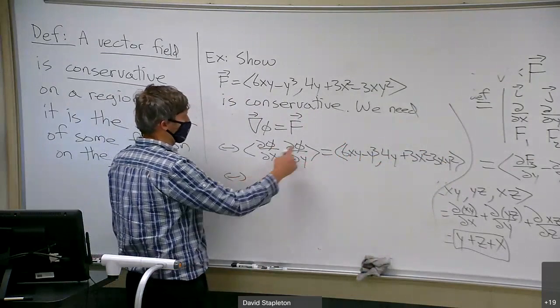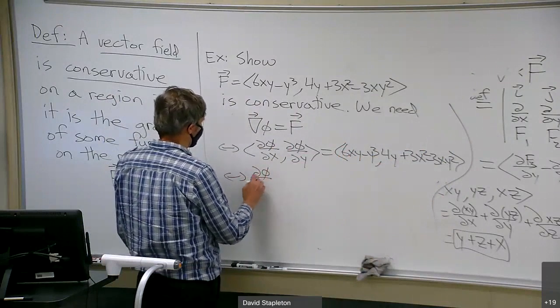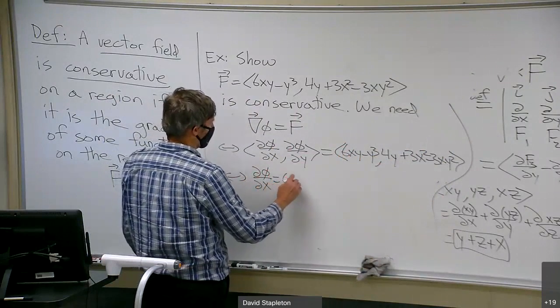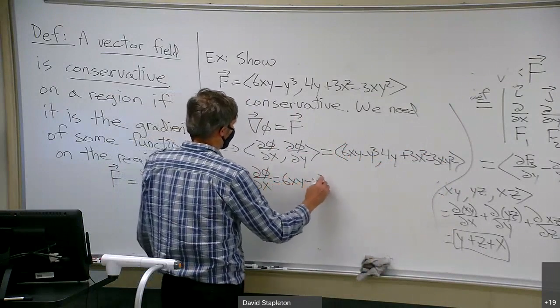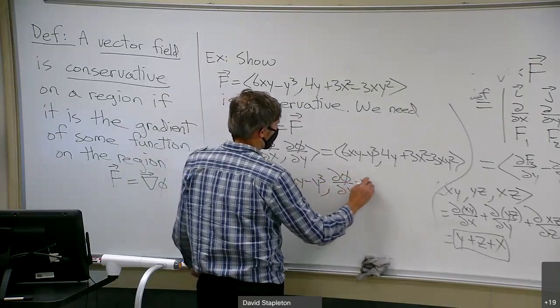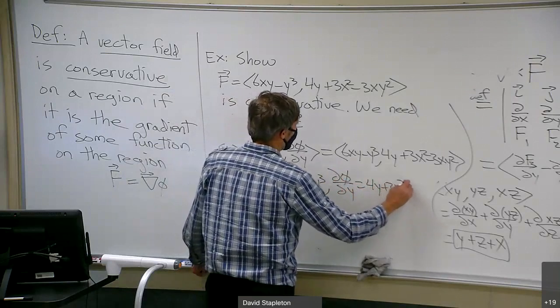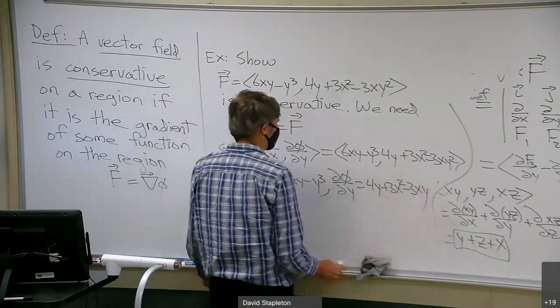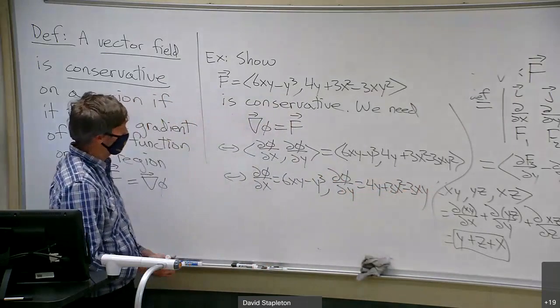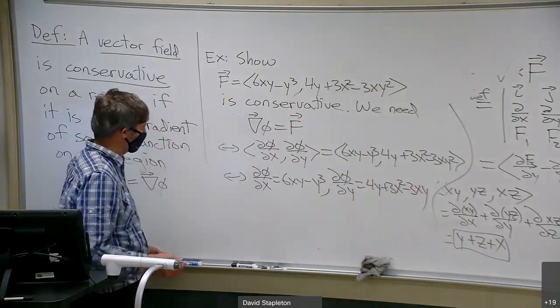Well, two vectors are equal if and only if all their components are equal, so we need d phi dx to equal the first component, 6xy minus y cubed, and we need d phi dy to equal the second component, 4y plus 3x squared minus 3xy squared. This is the first one we've actually had to do a problem with, just a calculation. How can we solve for phi? Phi has to satisfy both those equations.